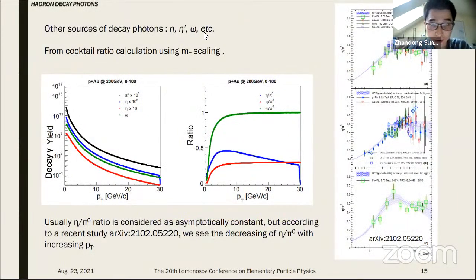Pi0 is the major source of decay photons. We also have other decay sources like eta, eta prime, omega. Using the mT scaling calculation, we generated the cocktail ratio. One would wonder why this eta over pi0 ratio is falling down, because I used a function from a recent study, which put it here. It used some machine learning techniques and found a better fitting function for eta over pi0.